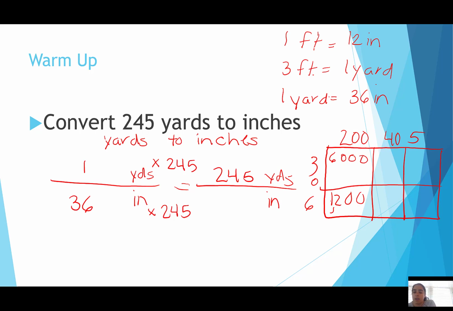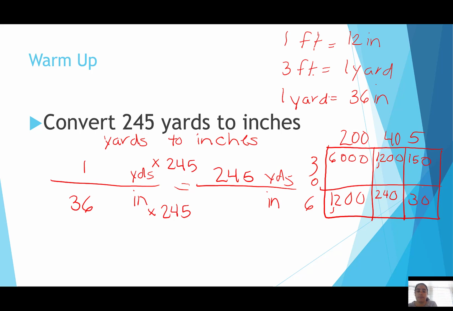40 times 30, 4 times 3 is 12. Add my 2 zeros, 1,200. 40 times 6, 4 times 6 is 24. Add my 1 zero, 240. 5 times 30, 5 times 3 is 15. Add my 1 zero. And 5 times 6 is 30.